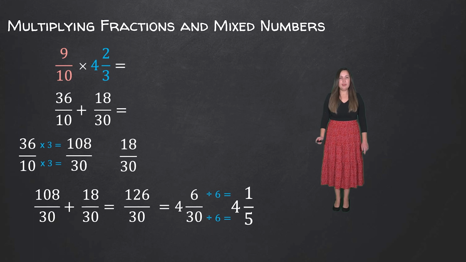So 9 over 10 times 4 and 2/3 is equal to 126 over 30, which can be written as 4 and 6 over 30, which could then be simplified to 4 and 1/5. And that's it for multiplying fractions and mixed numbers.